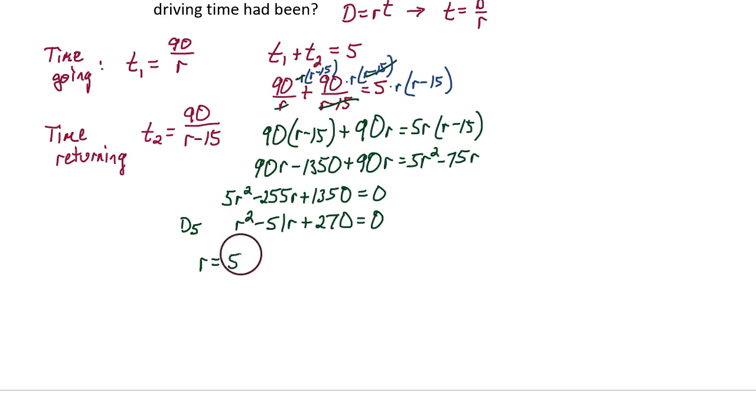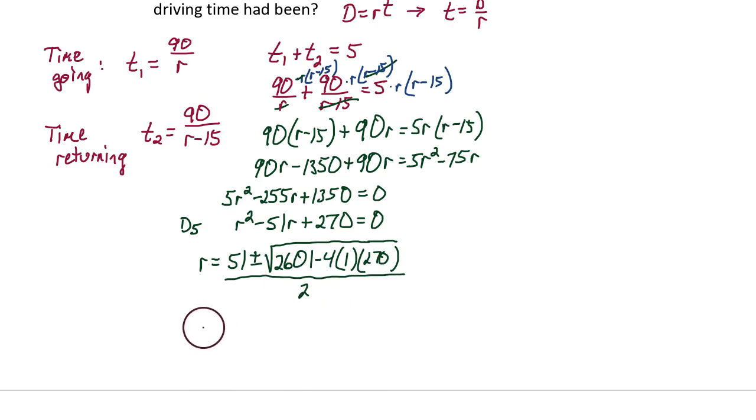Negative b will be 51. B squared will be whatever negative 51 squared makes. That's 2,601. Then minus 4 times 1 times 270. And that's all over 2 times 1, which is just a 2. Next step, let's simplify in the radical. We end up getting 1,521 in there. And that's still all over 2.